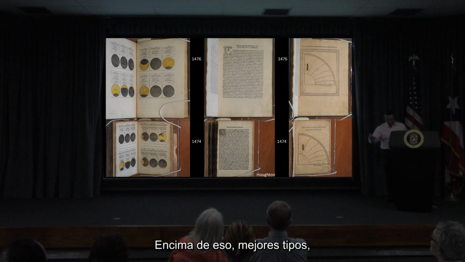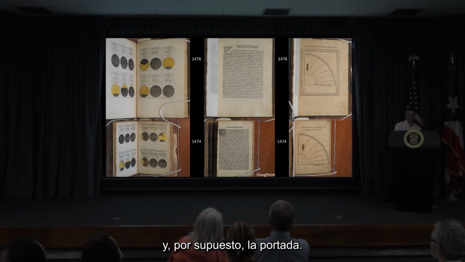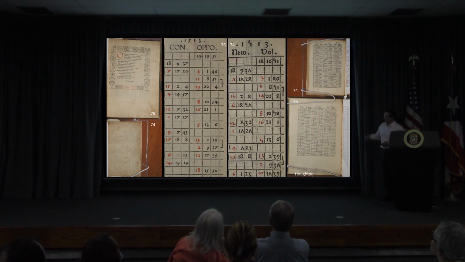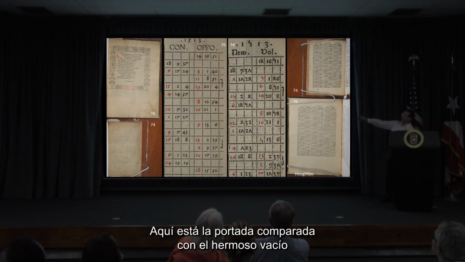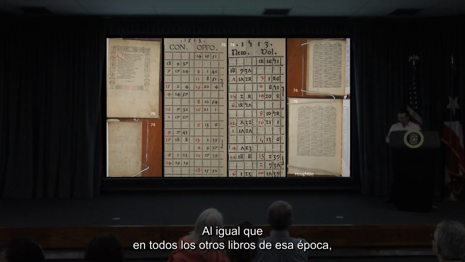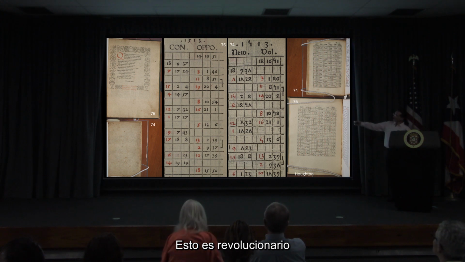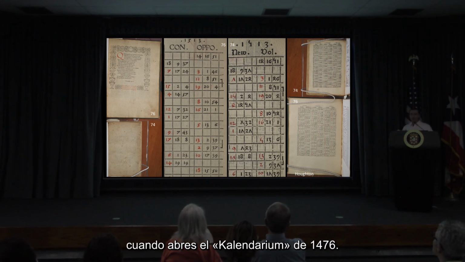And on top of it, better types, better images, better initials, and of course, the title page. So there is the title page side by side with a nice empty nothing. That's when you open Regiomontanus's Calendarium, like all of the other books at the time, there is a nice blank page. That's making waves here. That's when you open the 1476 Calendarium.